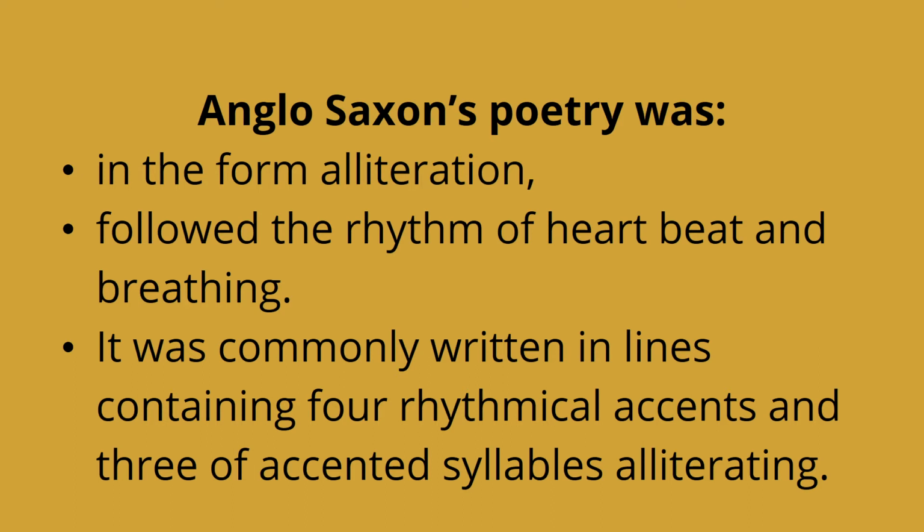Anglo Saxon poetry had a particular structure. It was in the form of alliteration that followed a rhythm of heartbeat and breathing. It was commonly written in lines containing 4 rhythmical accents and 3 accented syllables alliterating.